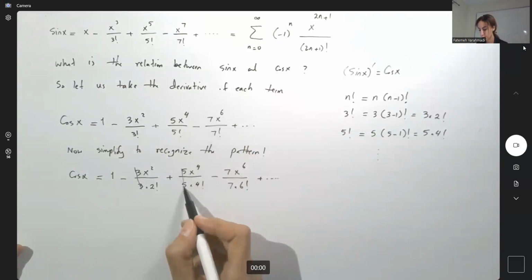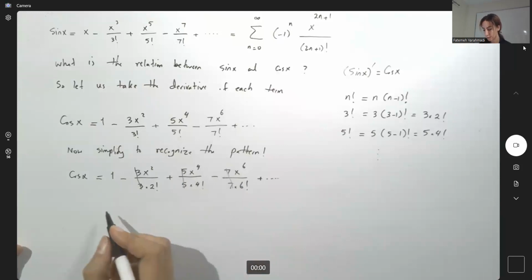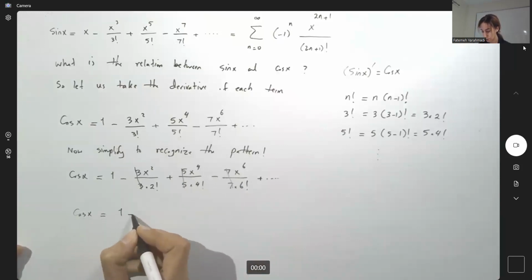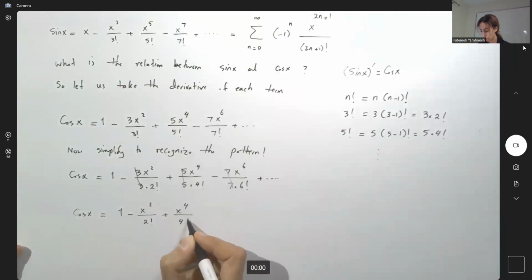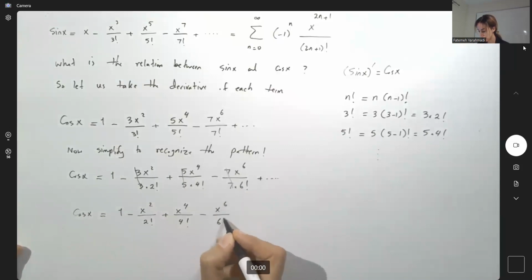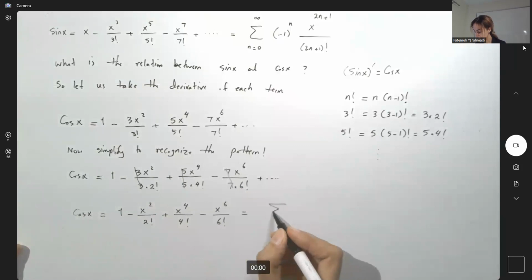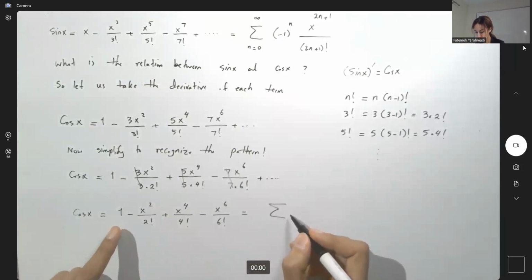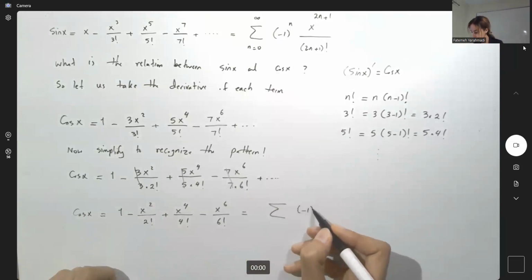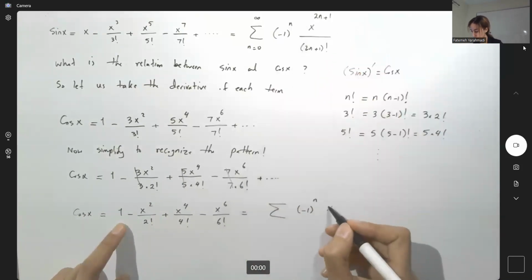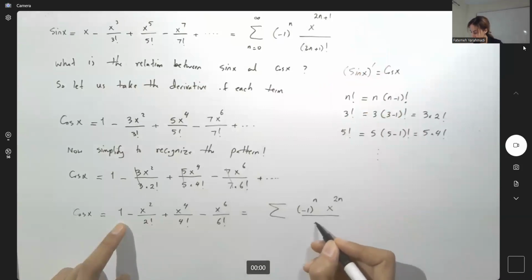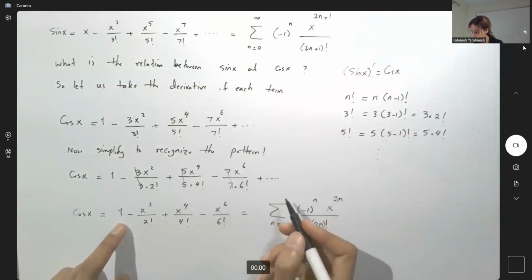Cancel out 3 and 3, 5 and 5, 7 and 7. Well, cosine x can be written as 1 minus x squared divided by 2 factorial plus x to the fourth divided by 4 factorial minus x to the sixth divided by 6 factorial, which can be written as a summation. The very first term is positive, so here you have (-1)^n, which doesn't have any x in it. Going back to the exponent, it must be 2n, divided by (2n) factorial, and it starts from 0 and goes to infinity.